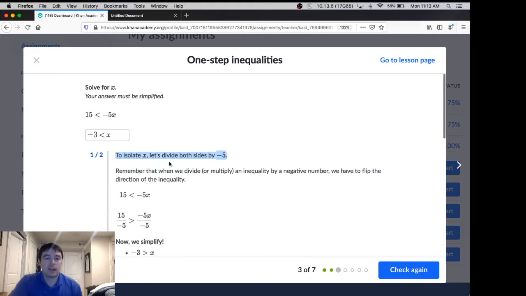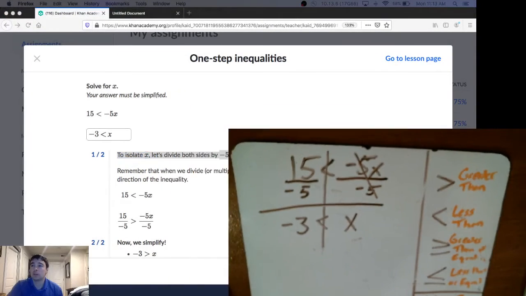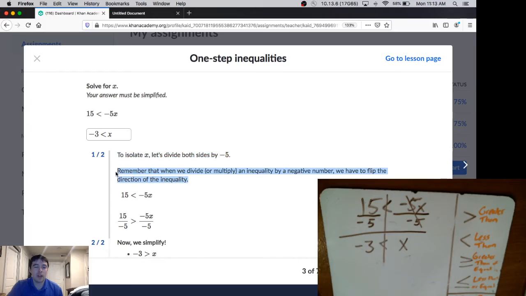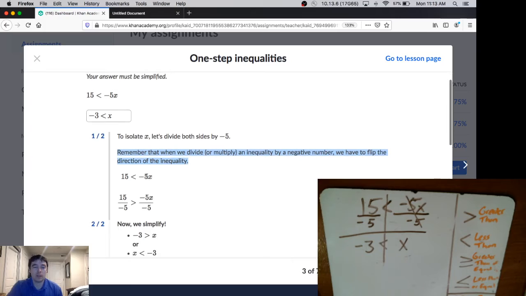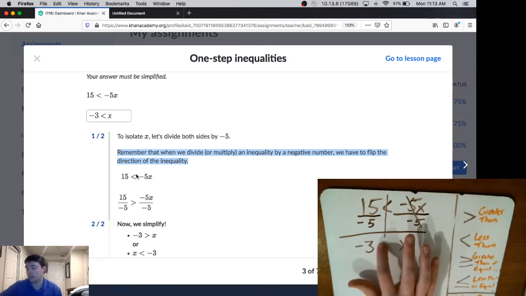So they tell me to isolate x, let's divide both sides of the equation by negative 5. That's the same thing that we had done here. We see we had divided both sides by negative 5, so I'm saying, okay, that's good. And then they say, remember that when we divide or multiply an inequality by a negative number, we have to flip the direction of the inequality. So you see, when they divide both sides by negative 5, they flip their sign from a less than sign to a greater than sign.